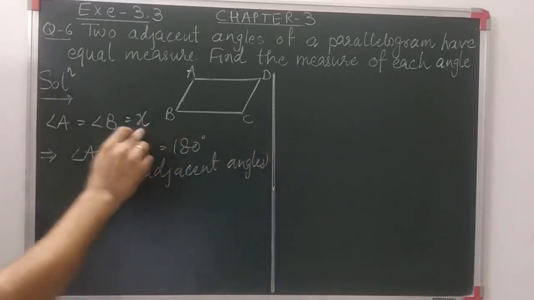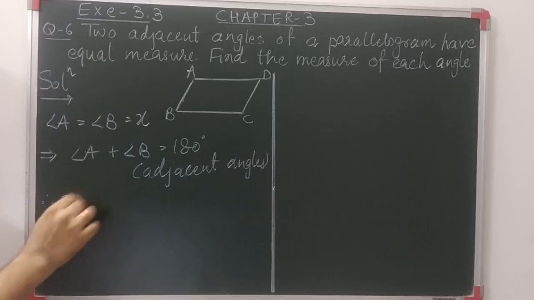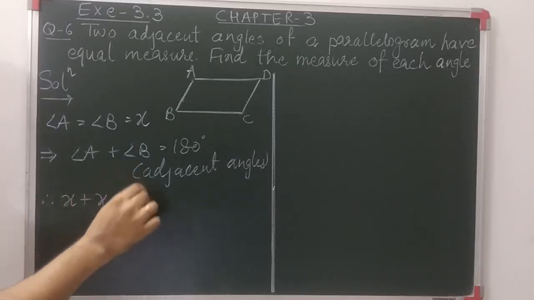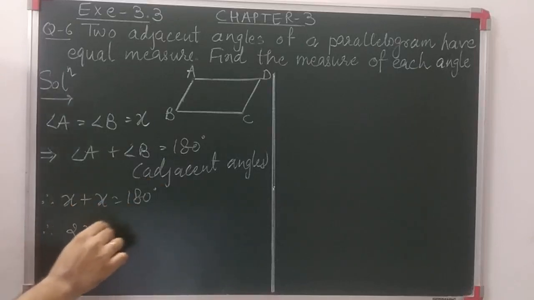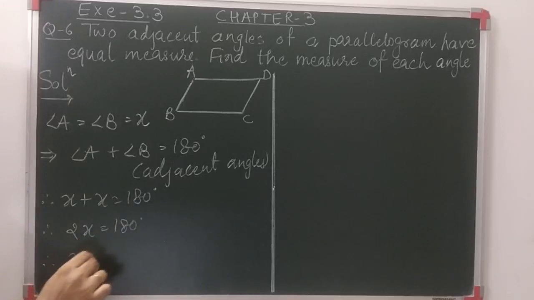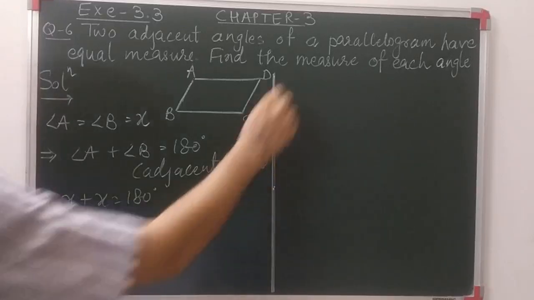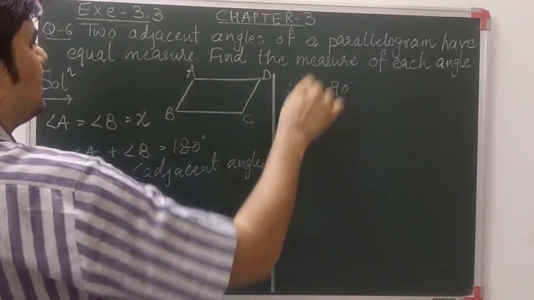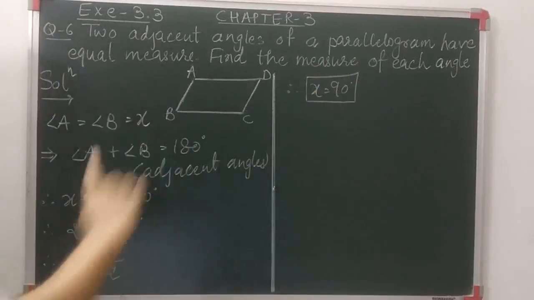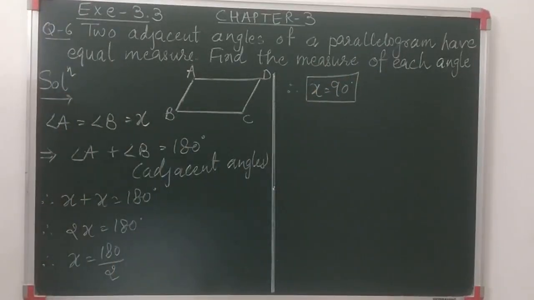Here they have given both the values are same. So let us consider that x plus x is 180. So we can say 2x is 180. So the value of x is equal to 180 divided by 2. Therefore we can say that the value of x is 90. As the value of x is 90, we can say either it is a square or a rectangle. So these could be the different diagrams. But we have to find the measure of each angle.